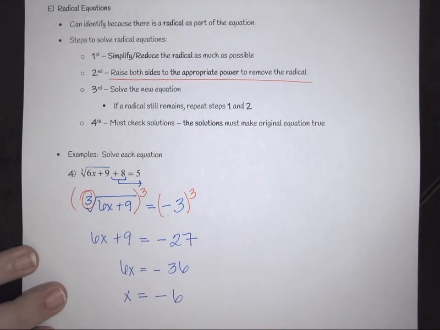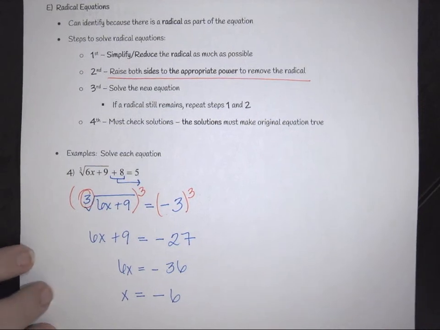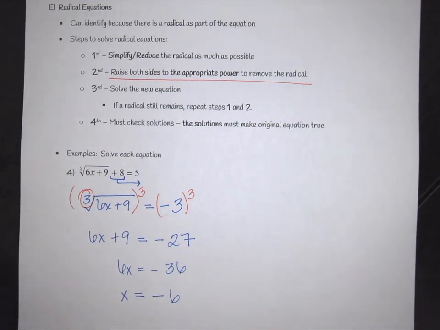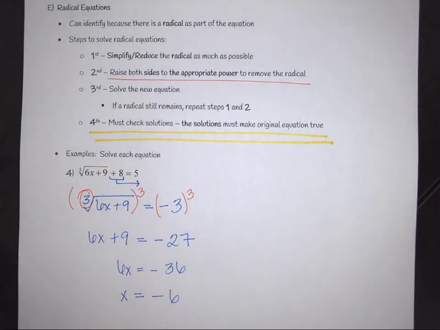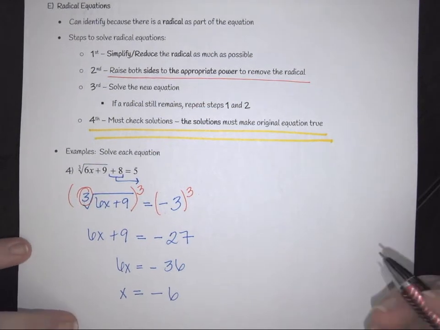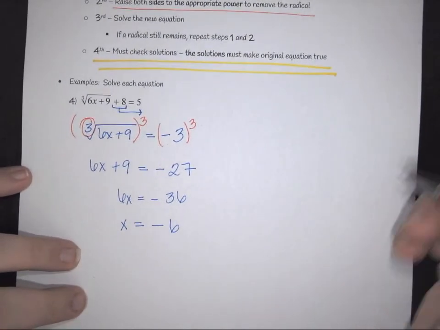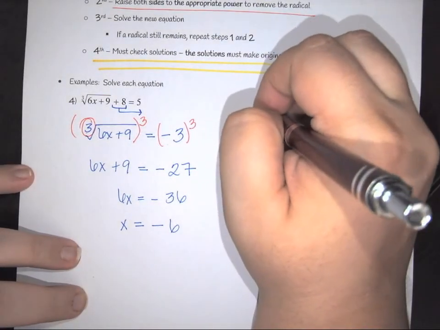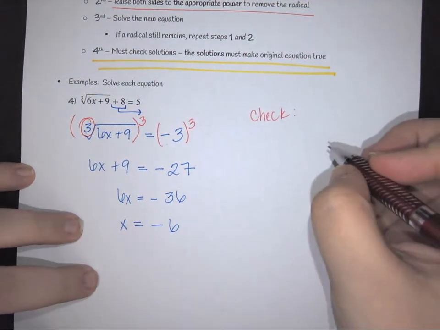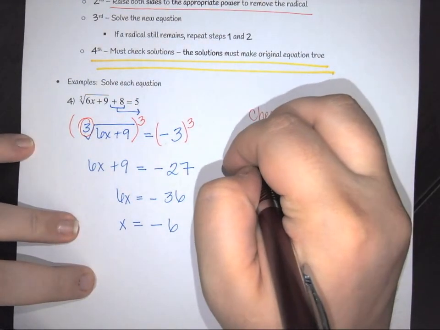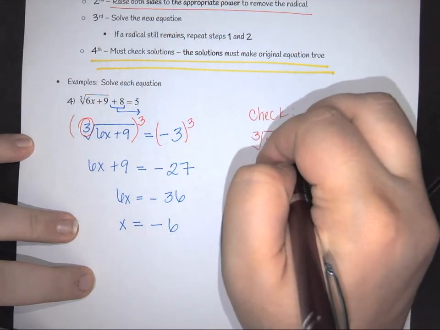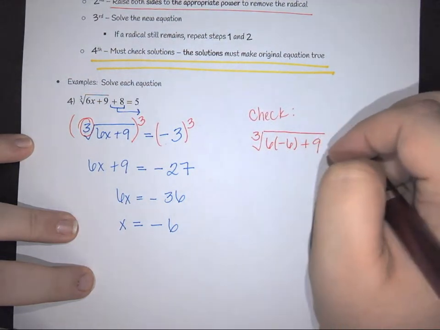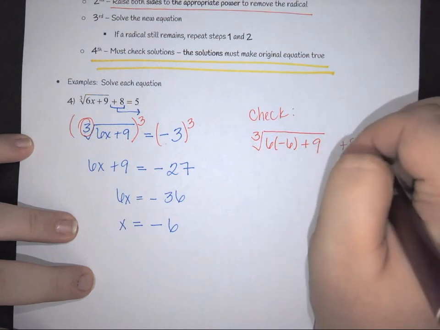Now, once you get down to an answer, you must check your solutions to see that the result you got actually is a true answer. So, to check, I have to plug in. This is still the cubed root of 6 times a negative 6 plus 9, and then plus 8 equals 5.